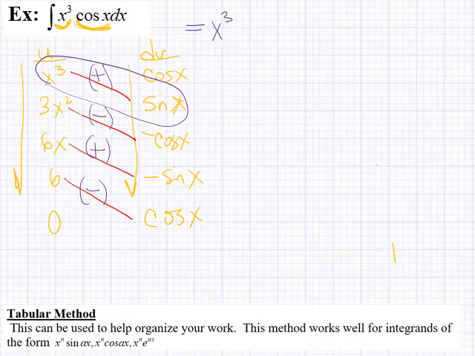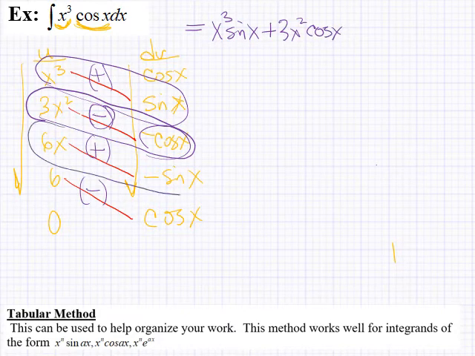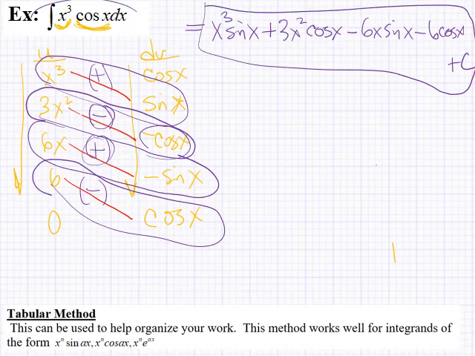Well, we'll get x cubed sine x. Then this next one here will be 3x squared times a negative times negative cosine. So the two negatives actually end up giving me a plus 3x squared cosine x. And the next one is 6x times a positive times the negative sine, so that would be minus 6x sine x. And then the final one here is 6 times negative 1 times cosine, so minus 6 cosine x. Throw a plus C on the end of that, and that whole thing is the answer for that integral.